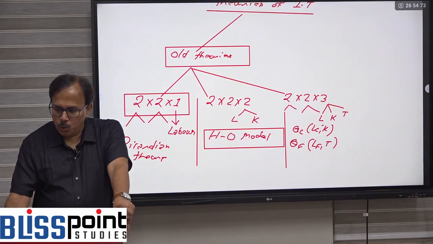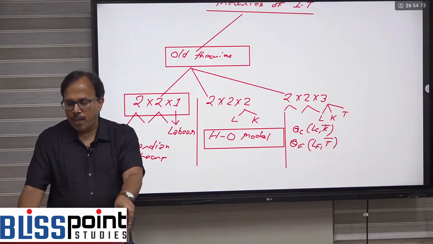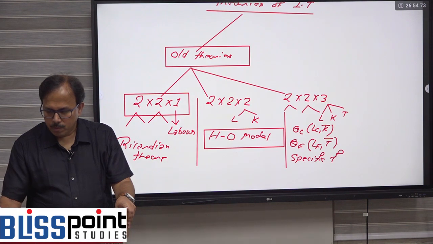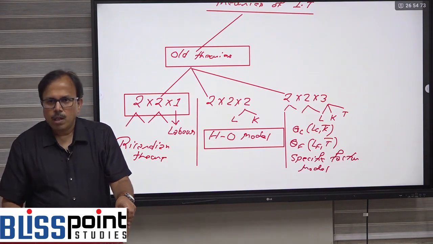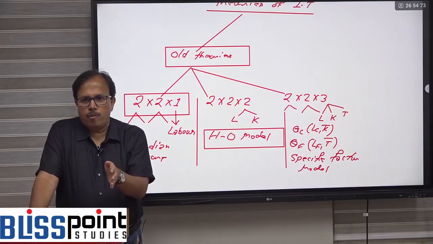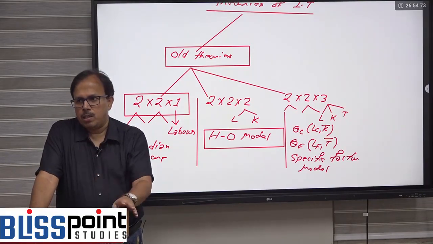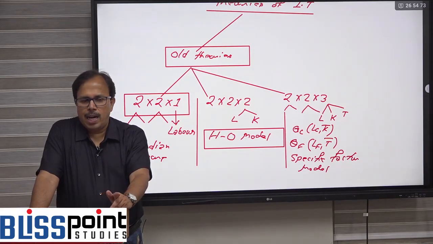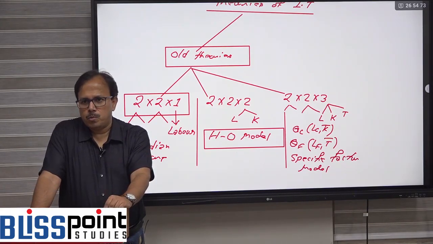Capital is specific to cloth, land is specific to food. This third model is a specific factor model. That means only labor can move from one industry to the other industry. Capital cannot move from one to the other, because capital is required only in the production of cloth. Land is required only in the production of food.